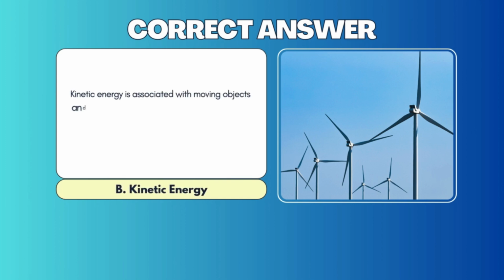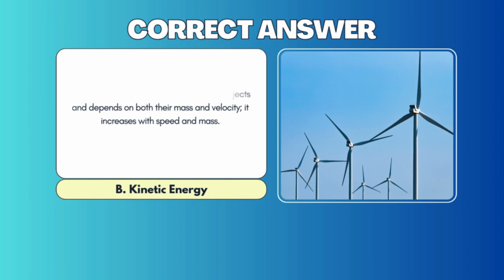The correct answer is B. Kinetic energy. Kinetic energy is associated with moving objects and depends on both their mass and velocity. It increases with speed and mass.